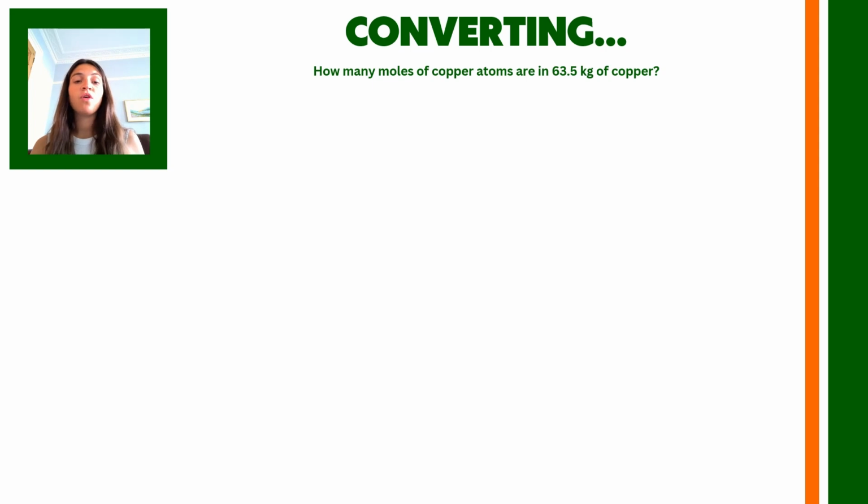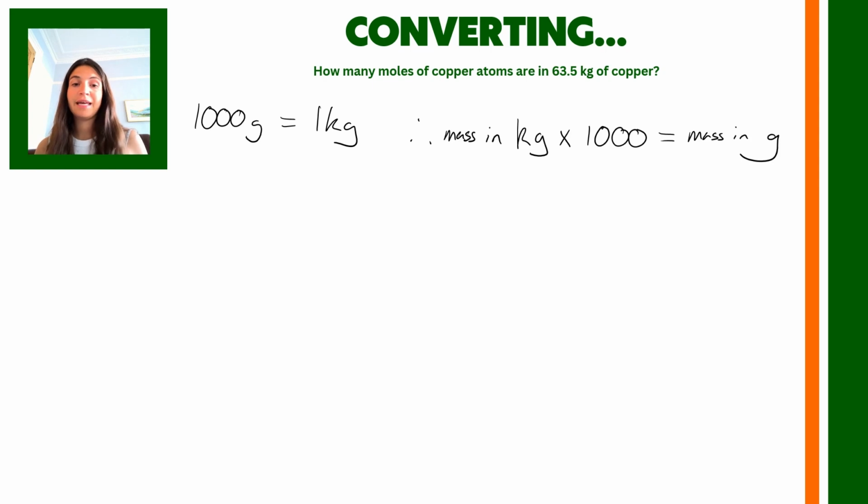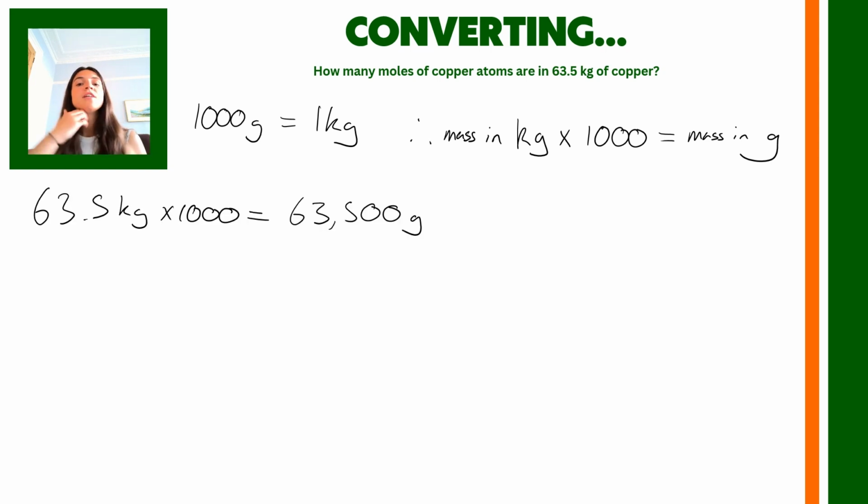How many moles of copper atoms are in 63.5 kilograms of copper? So first things first, I want my mass in grams, and I know there are 1,000 grams in a kilogram. So I take my mass in kilograms, multiply by 1,000, and that will give me my mass of copper in grams. So 63.5 kilograms times 1,000 is 63,500 grams.